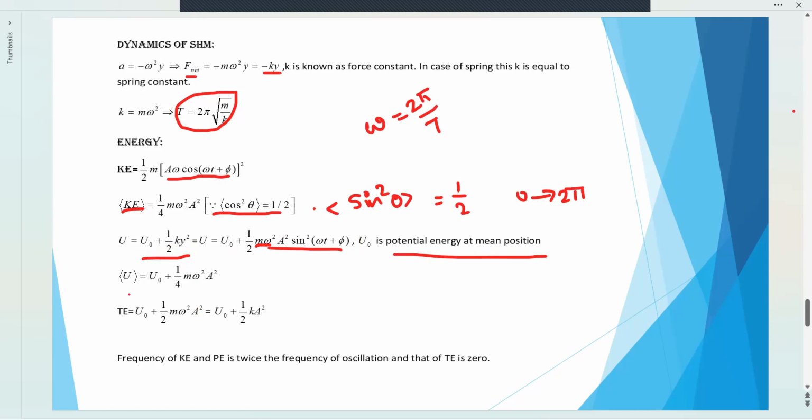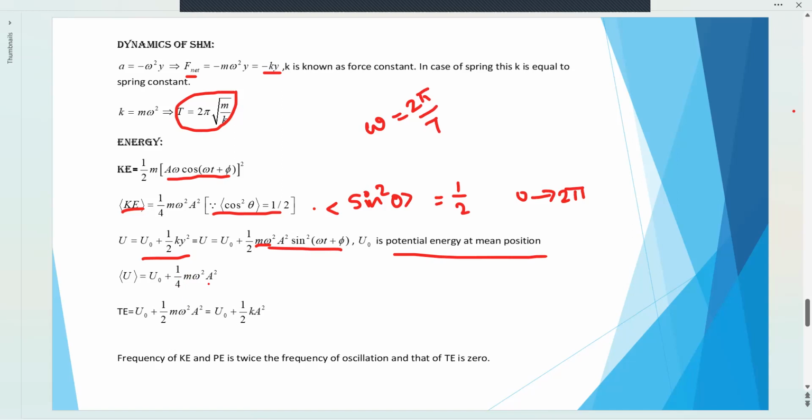Again, if you want to calculate average potential energy, you can see here U naught is a constant. So for a constant, the average value remains the same. So we have taken the same, it is U naught plus the remaining part. Again, sin square is the only variable remaining; half, m omega square and a square are constants. The average value for sin square is a half. So half into half is 1 by 4. So again, 1 by 4 m omega square a square.